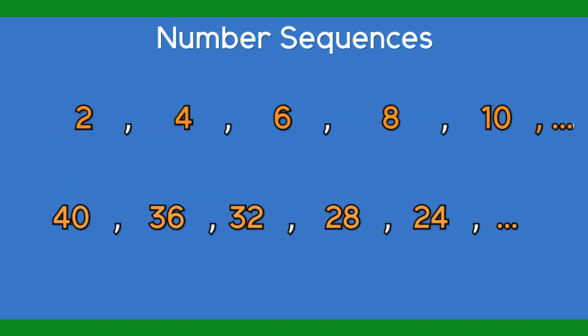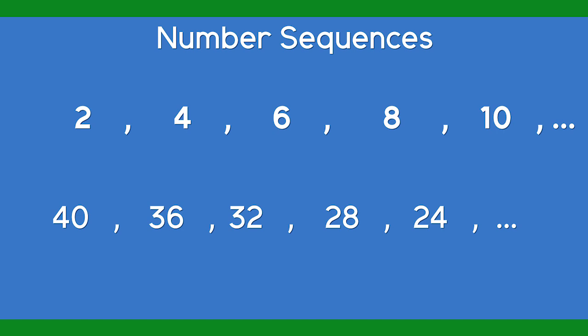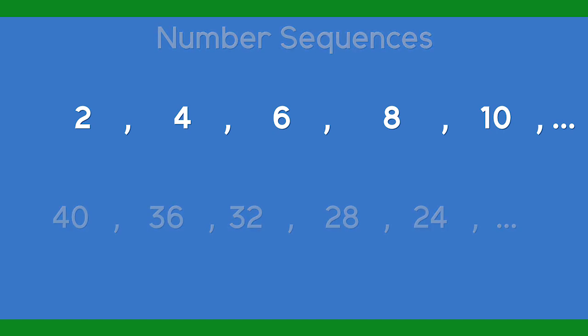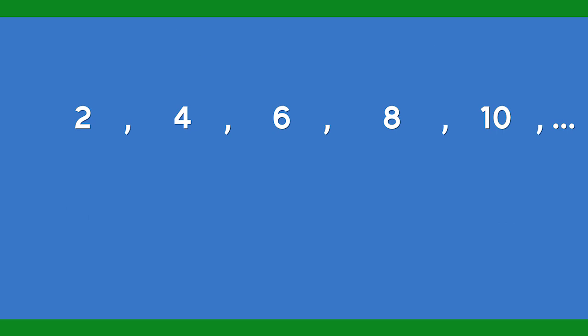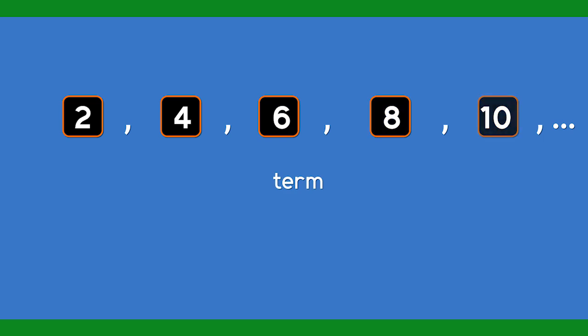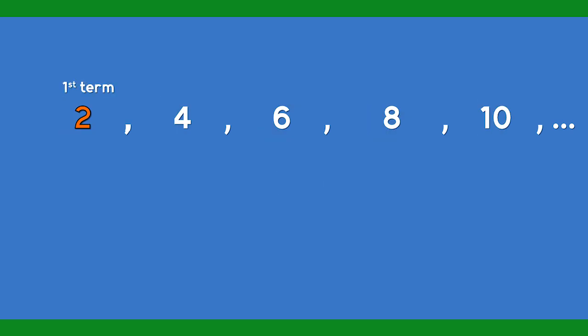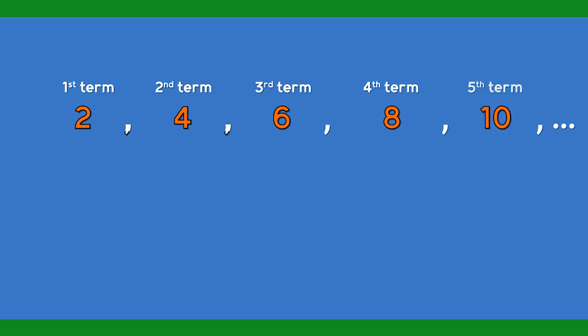The numbers in each number sequence follow a pattern. Can you tell what is the pattern for each number sequence? Let's take a closer look at the first number sequence. Each number in a number sequence is known as a term. We identify each term by its position in the number sequence. The number 2 is known as the first term. The number 4 is the second term. 6 is the third term. 8 is the fourth term. 10 is the fifth term, and so on.